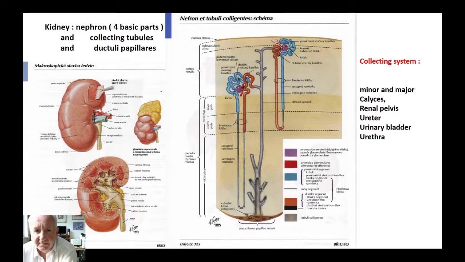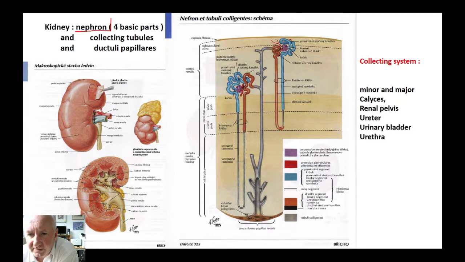The second very important thing is the nephron, please. This is a basic functional and morphological unit in the kidney, a nephron. The nephron has four basic parts. The first part is the renal corpuscle, containing the glomerulus of capillaries and the Bowman's capsule.